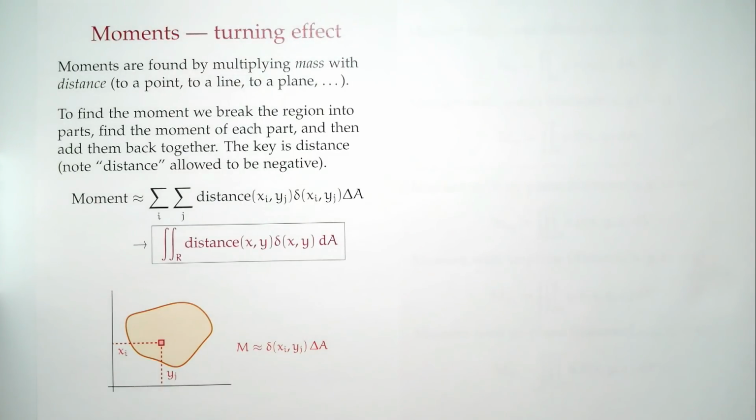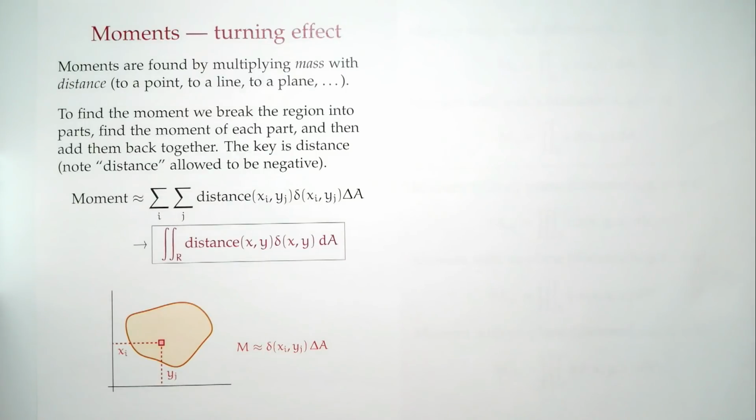Well, a moment is measuring in some sense a turning effect, and that's about as detailed as I can go. If you want more, you can take physics, and they will probably try to say more. It won't really add anything, but how do you find moments? Well, what you do is you combine two ideas. You combine mass and distance. So that's what a moment is. You multiply mass times distance.